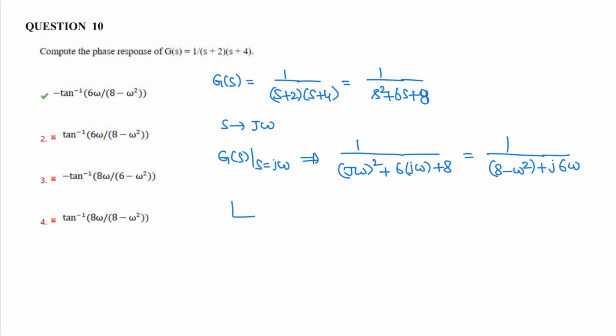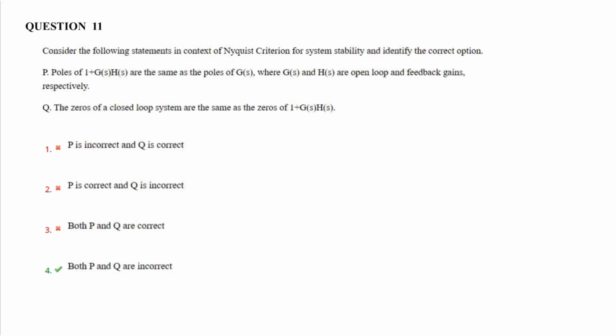Now the angle of this transfer function G of s is minus tan inverse of 6 omega by 8 minus omega square, the imaginary part by the real part. This minus corresponds to the term in the denominator. The correct option is 1.